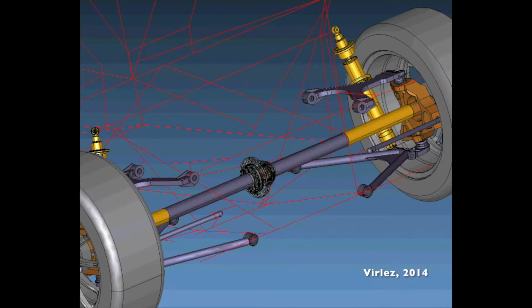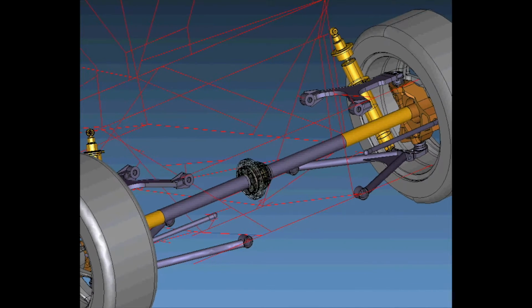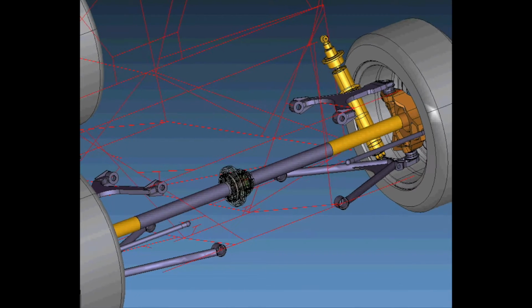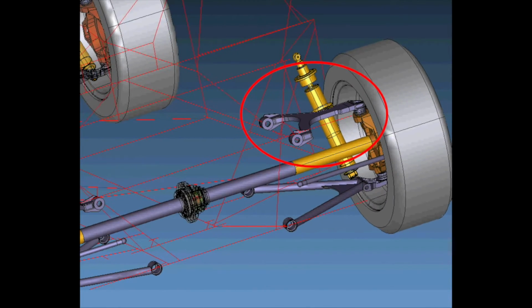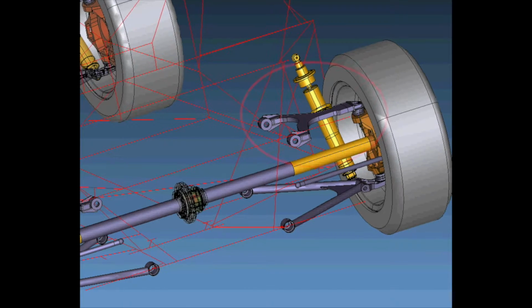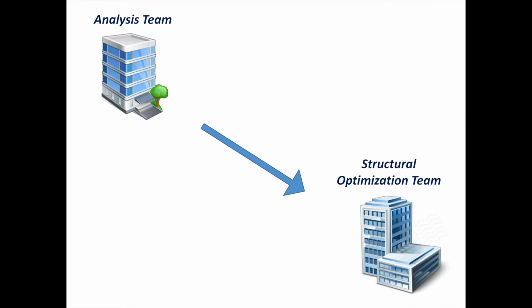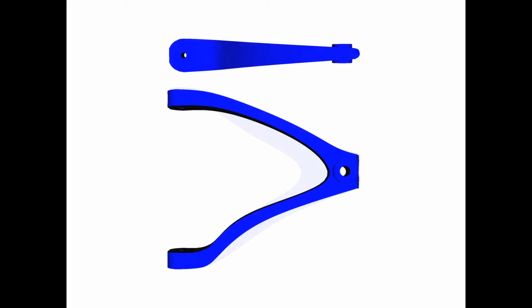Let us now consider that the multibody system analysis team detects that the dynamic response of the vehicle is not as expected. The reason is that the upper suspension arm is too weak. As a result, the analysis team asked the structural optimization team to improve the arm stiffness while keeping the same mass. To perform the structural optimization problem, the concerned component is isolated from the mechanical system, and some load cases as well as boundary conditions are selected.